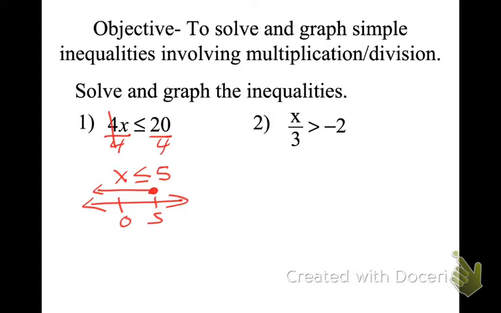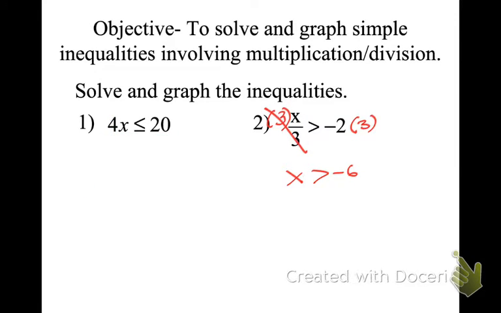What would I do? What's happening to x? Listen to the question. What's happening to x right now? Turner? Being divided by 3. So what's the inverse operation? Multiply by 3 on both sides. Or you can also see this as the coefficient is 1/3. We can multiply by the reciprocal too, which is the same thing as multiplying by 3, right? Multiplying by 3 on both sides, x is greater than negative 6. You with me?